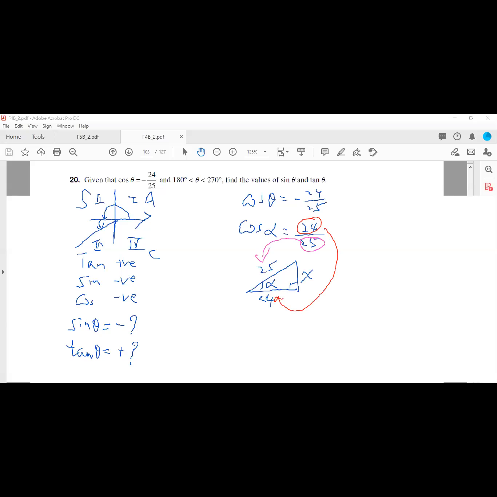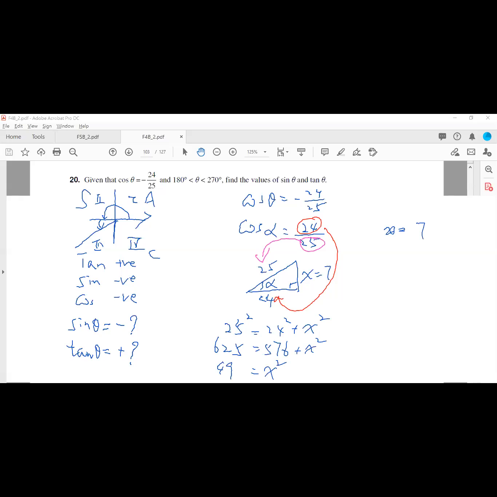We will set up the Pythagoras theorem. C squared is equal to A squared plus B squared, and then you use the calculator to do the calculation. 625 is equal to 576 plus x squared. Then 49 is equal to x squared, which means that x should be equal to the square root of 49, which is 7. So now we have found that x is equal to 7.